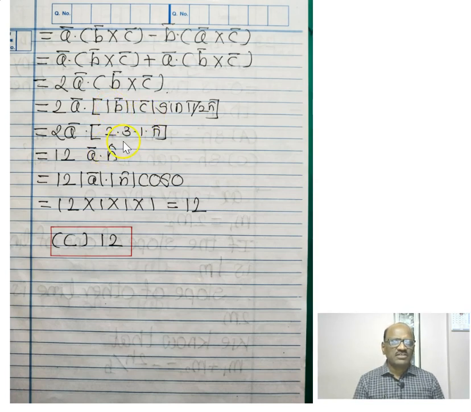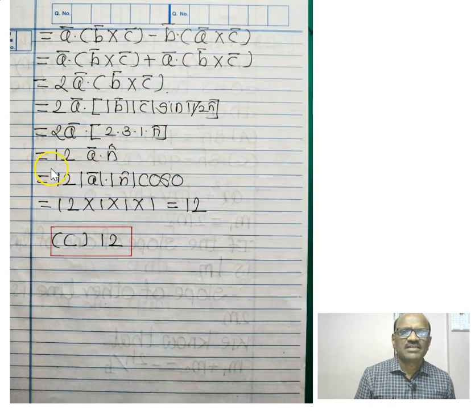That's 2, 3, dot 1, and again the value is 1. And that is 2A bar in bracket 2 into 3. 2 into 3 is 6. 6 into n cap. That is 12A bar dot n cap.